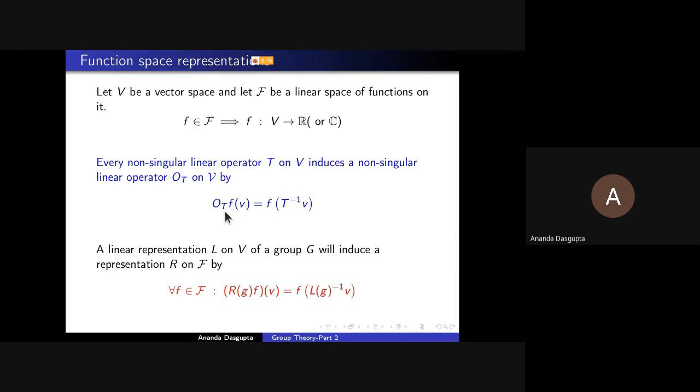So now, why are we interested in this? Simply because we have a linear operator or a representation by linear operators acting on the vector space. So LG acts on your vector space. So what we can do is, given such a linear representation on the vector space, I can use it to calculate a representation acting on the function space. So RG acts on an original function f to produce a new function RGf, whose value at V is simply f at LG inverse V.